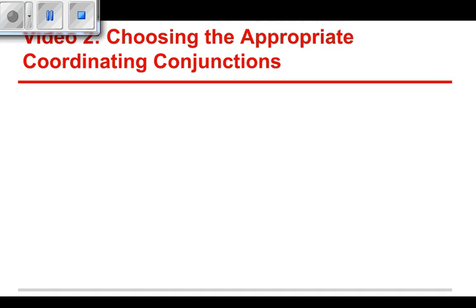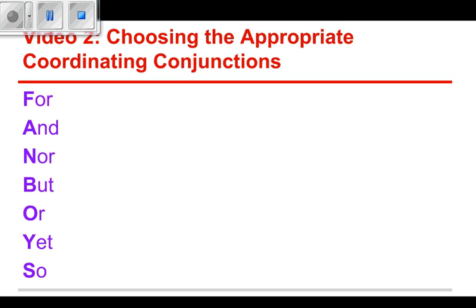Everybody, in this video, we are going to learn how to choose the appropriate coordinating conjunction. Now, I'm going to tell you another way that we can remember all the different coordinating conjunctions, and that's through the acronym called FANBOYS. So here, we can remember the coordinating conjunctions like this. There is for, and, nor, but, or, yet, and so. As you can see by the first letter of each of these words, it spells out the word FANBOYS. So that's how we can remember all the different ones to choose from.